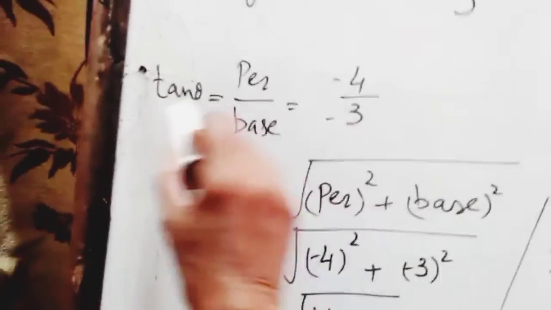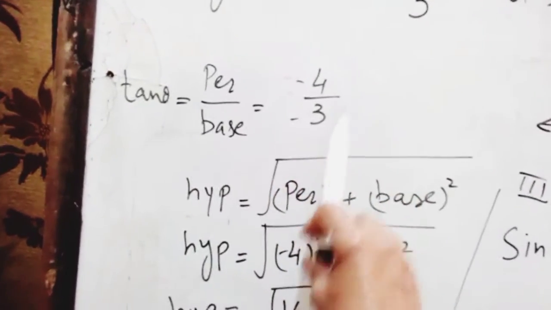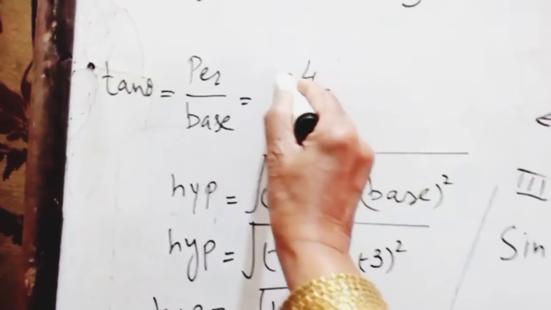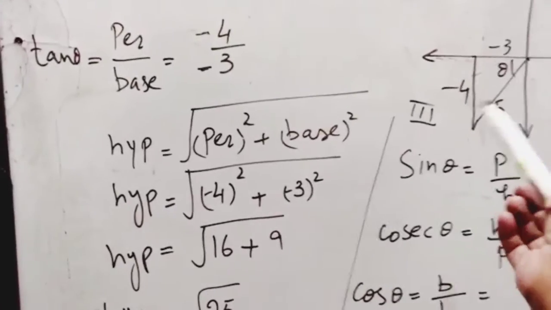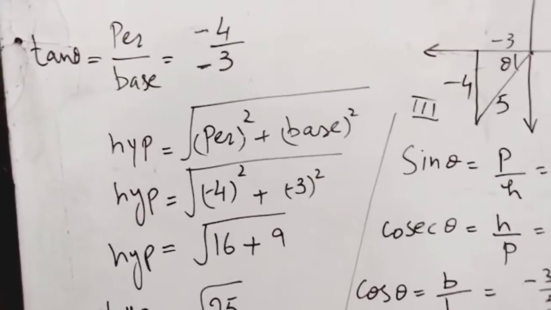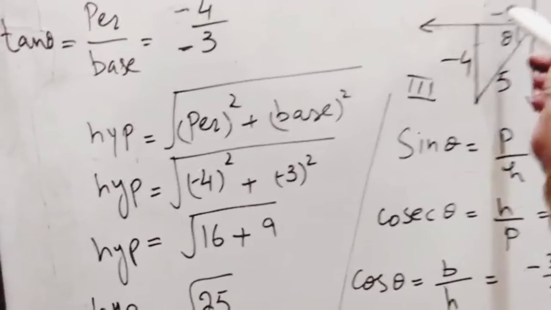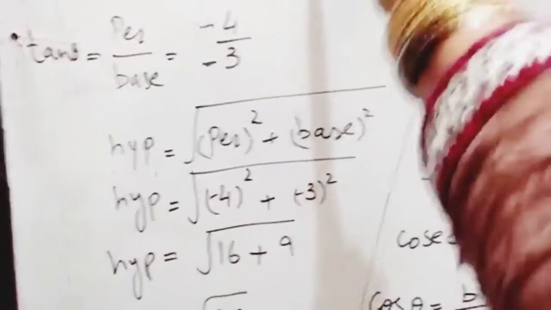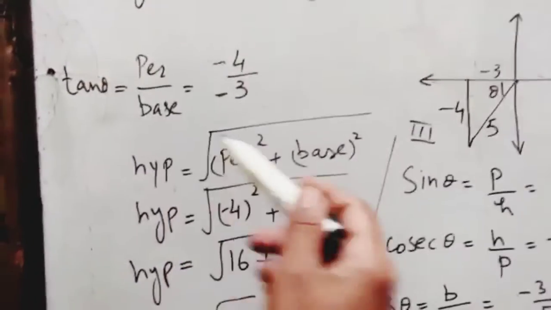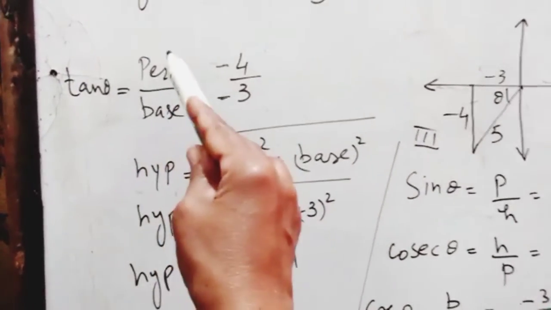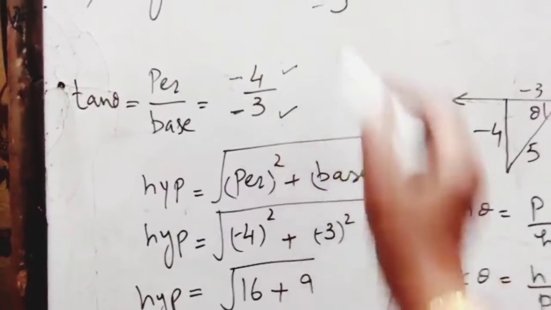Now, according to the given statement, tangent is equal to minus 4 by 3. It means it was minus 4 and minus 3, because tangent is positive only in the third quadrant. In the third quadrant, base and perpendicular are both negative, so by cancellation they show as positive. So tangent, according to the formula, is perpendicular over base, hence perpendicular is minus 4 and base is minus 3.